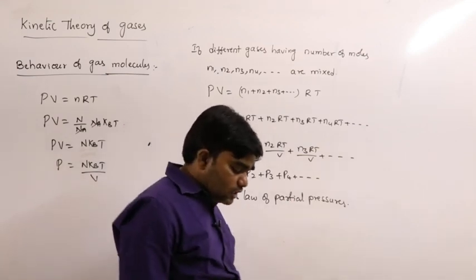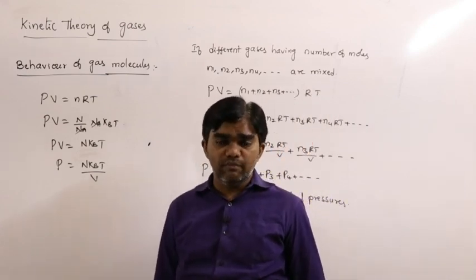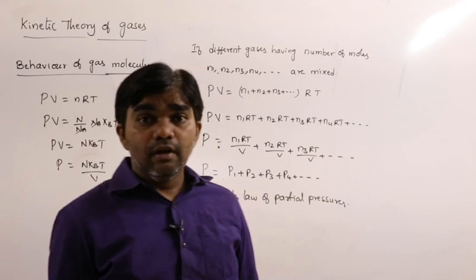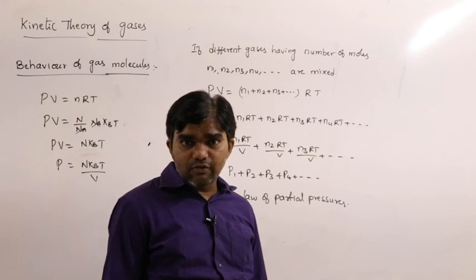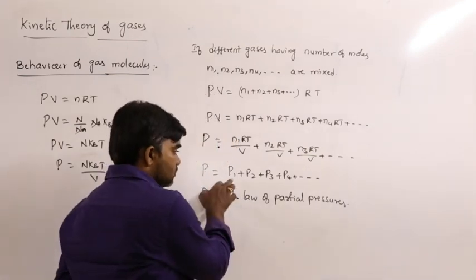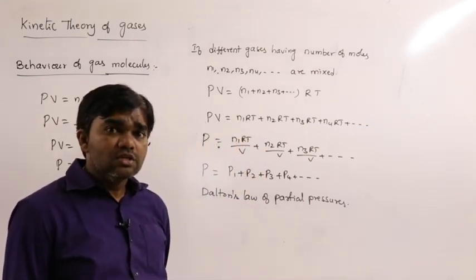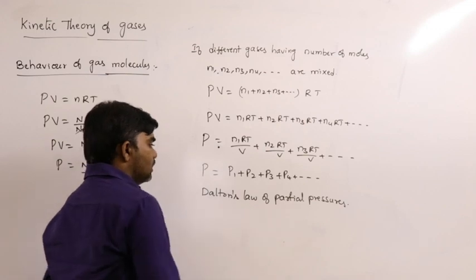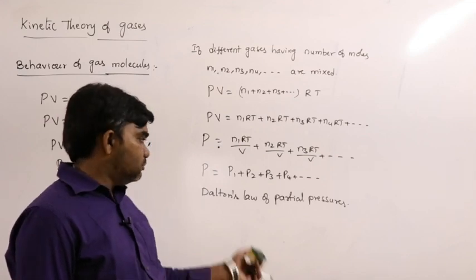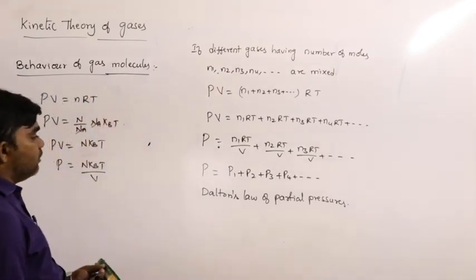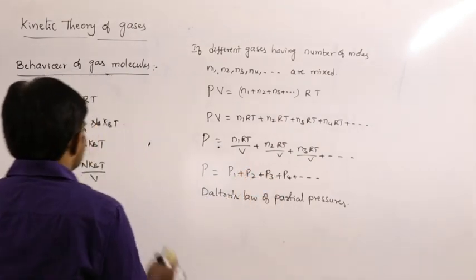And how can you define this Dalton's law? If a number of non-reacting gases are mixed together, then the total pressure of the mixture is equal to the sum of individual pressures. That is called Dalton's law of partial pressures. So this is the behavior of gases: if a number of gases are mixed together, what happens to the pressure? Like that. Next.